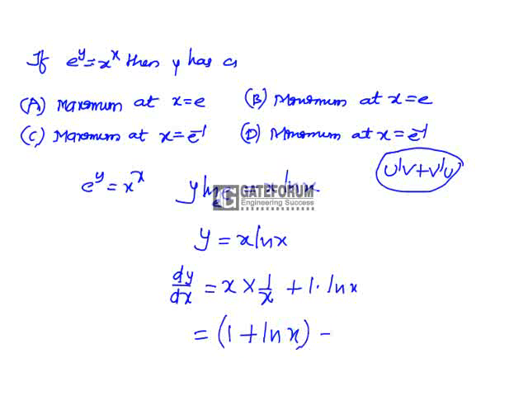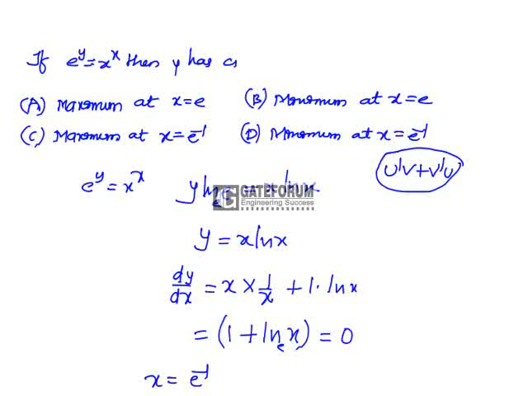Now f dash x should be equal to 0. What is the x value here? x is equal to e power minus 1. Since you have ln, it should be equal to base e. Now we found that f dash x is equal to 0 only at x is equal to e power minus 1. Now what is maximum or minimum?